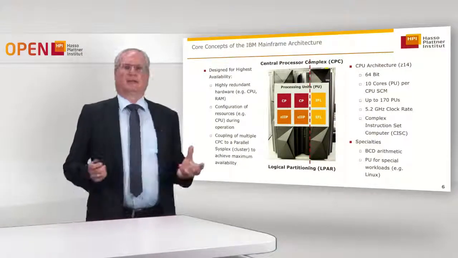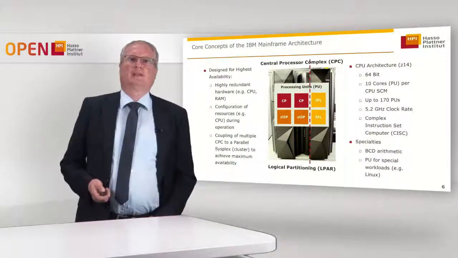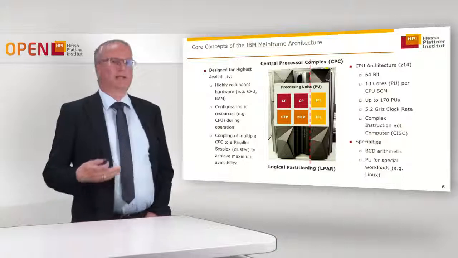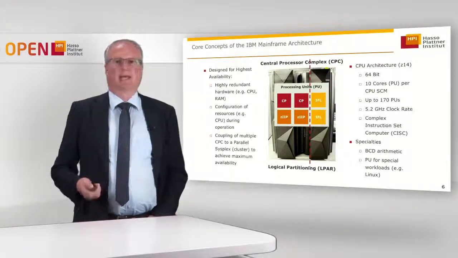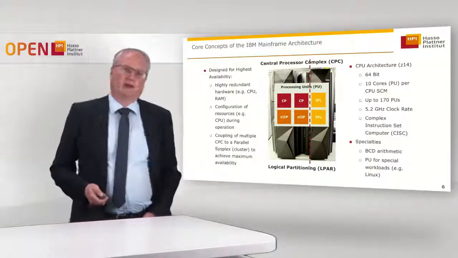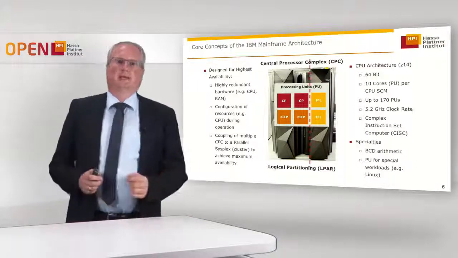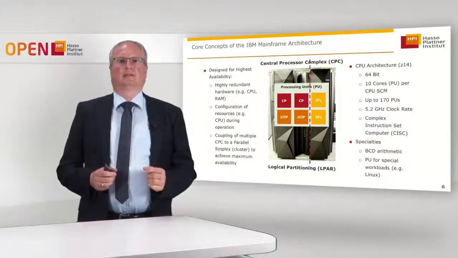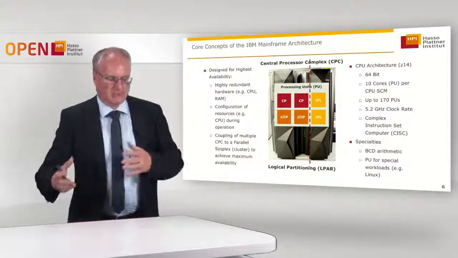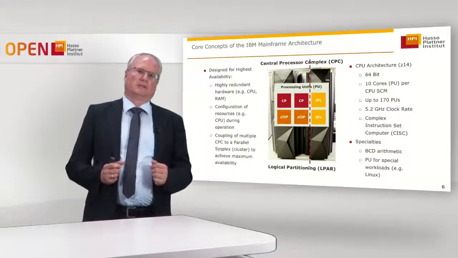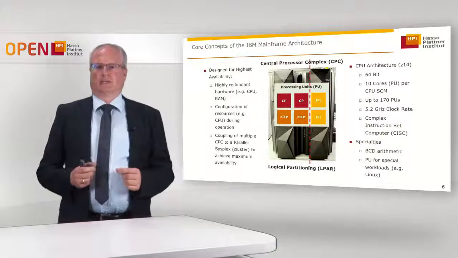If you look at the architecture of a modern mainframe system, then you can see that it is designed for the highest possible availability, which is crucial for mission-critical applications. And so the hardware is highly redundant. Everything is redundant in the mainframe box, the CPU, the RAM, and it allows you to configure the resources at runtime, to assign resources and move resources around between different parallel running applications at runtime without, for example, shutting down the system.